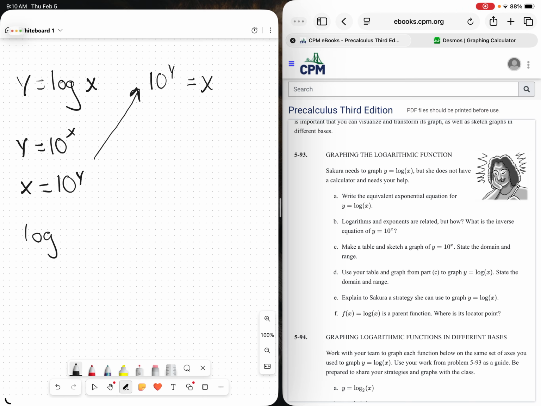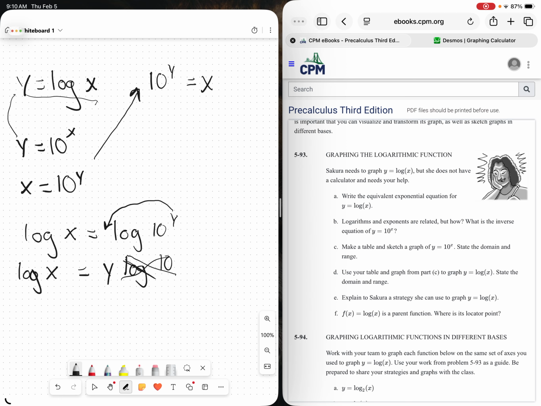So we log x, and we log this, and the y comes to the front. And then we know log base 10 of 10 is 1, so this goes away. We now have y equals log of x, which is back to what we started with. So these are inverses. Log is the inverse of 10 to the x.